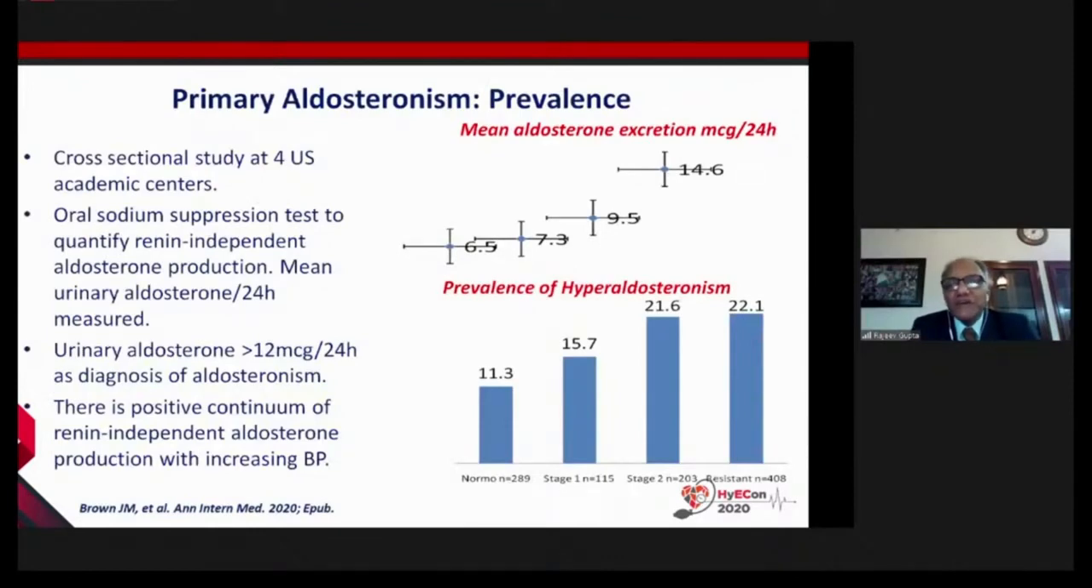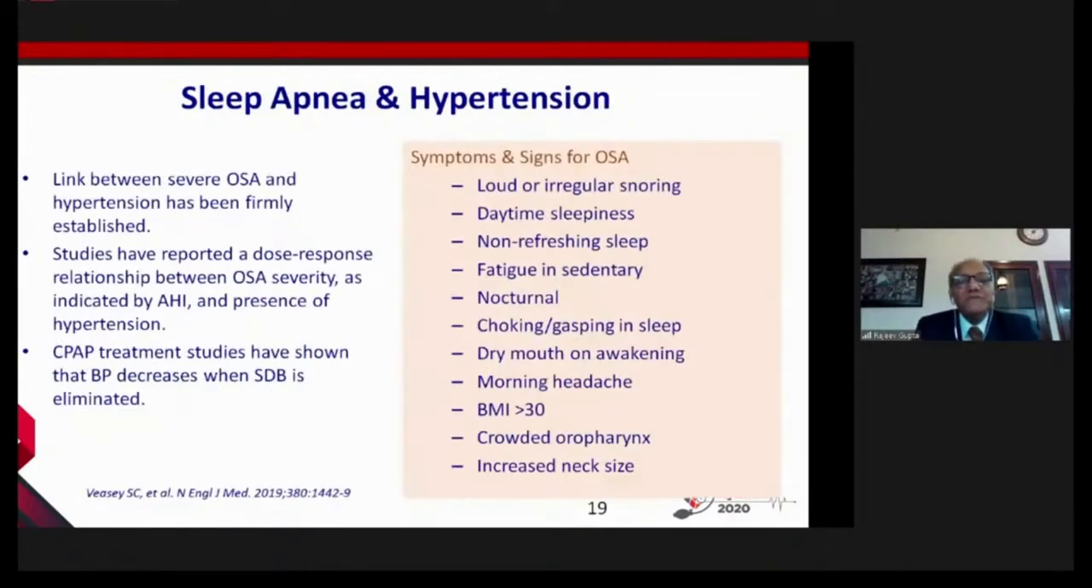What is the prevalence of that? Now, this is a study from 4 American academic centers, just published last week in the Annals of Internal Medicine. What they found was that in patients with resistant hypertension or stage 2 hypertension, hyperaldosteronism is present in about 20% of these people. So clearly, hyperaldosteronism is an important component to be treated, and we have simple drugs for this treatment. The second thing, of course, is sleep apnea.